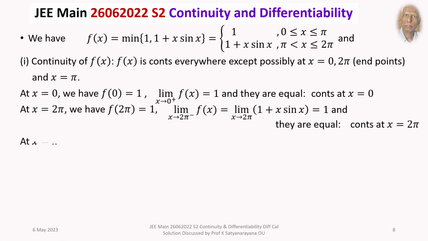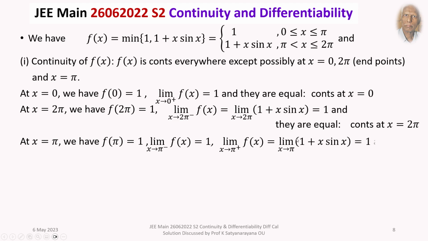At x is equal to pi, we have f of pi is 1, and the limit as x tends to pi minus, that is the left hand limit, is 1 only, and the limit as x tends to pi plus, the right hand limit, is the limit as x tends to pi of 1 plus x sin x. As x tends to pi, sin x tends to 0, so this will be 1, and they are equal, and hence continuity is achieved at x is equal to pi.